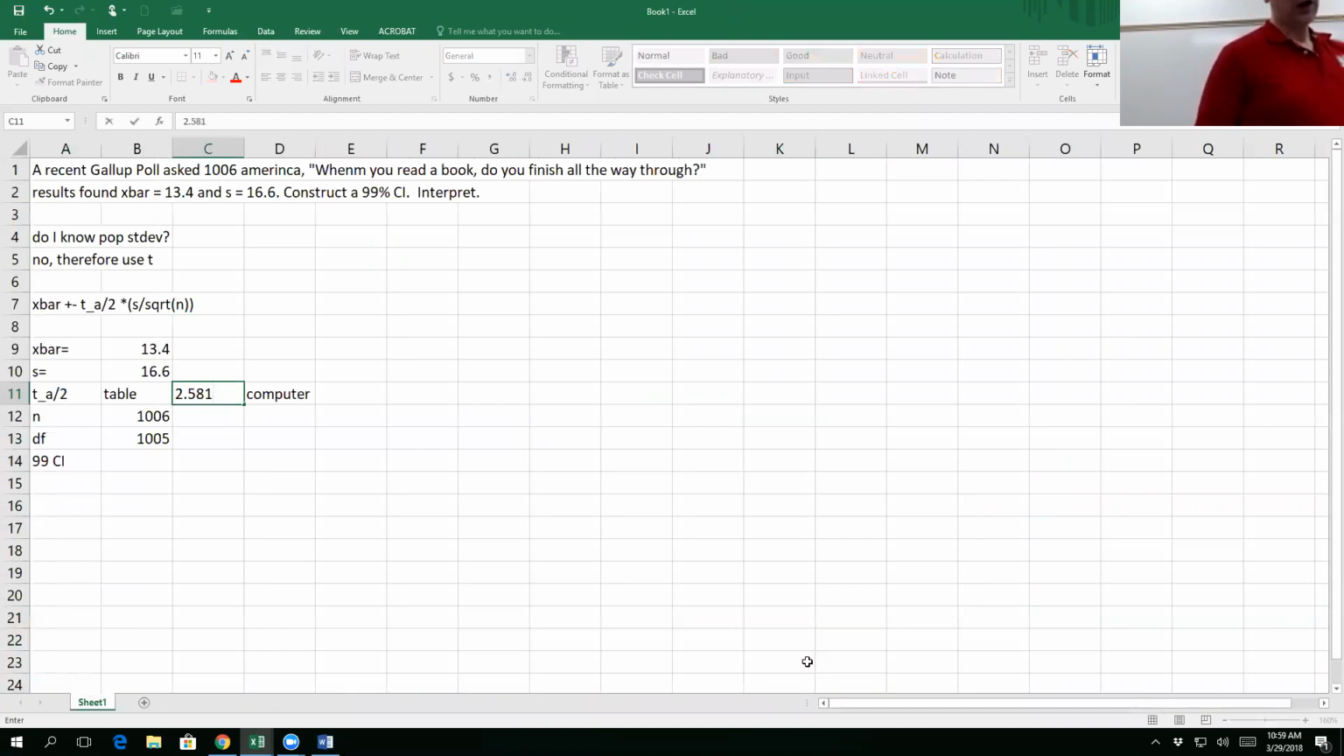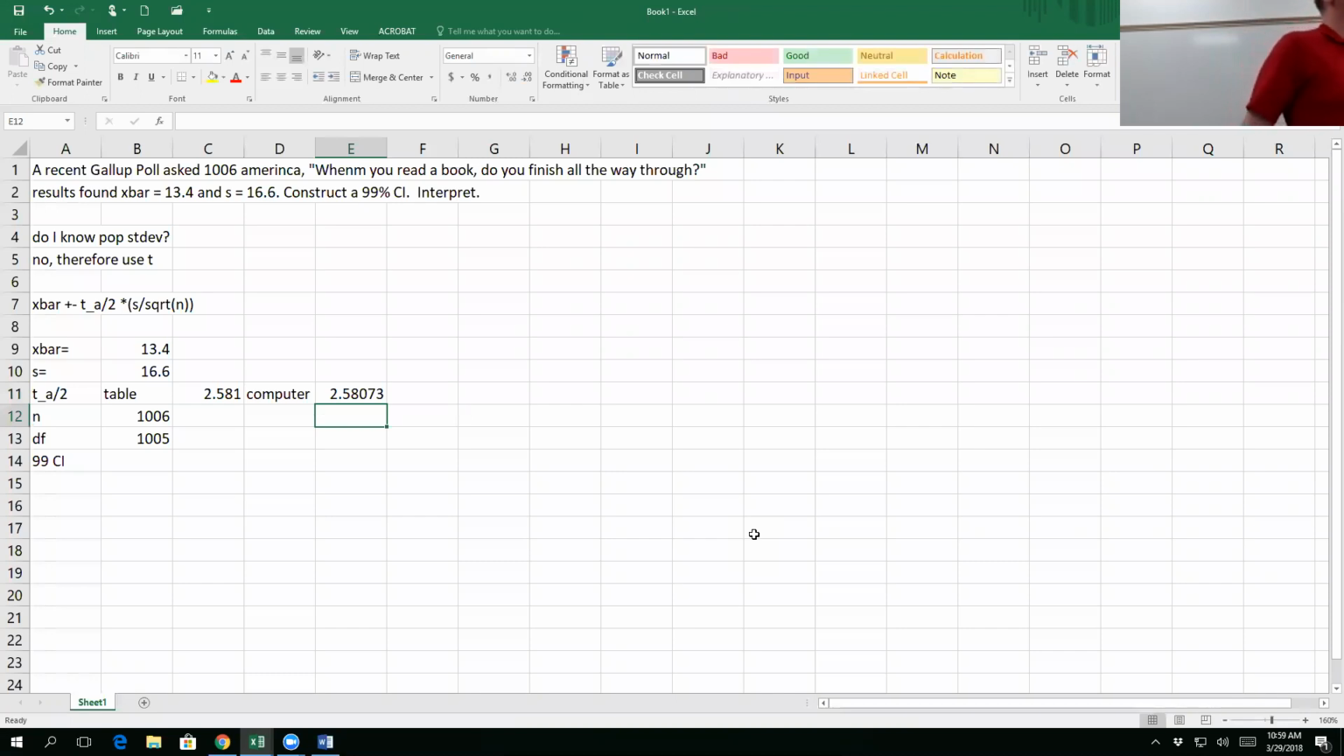Okay? Now with the computer, how could I do that? Equals T dot inverse. Two tails. How much do I want in my two tails? Well, in both my tails, I want 0.01, right? I'm going to use my whole alpha this time. This is going to be 0.01, and my degrees of freedom in this case is 1005. So this is going to be more accurate because I got better degrees of freedom, but it's going to be very close to 2.581, 2.58073. Okay? Very close.